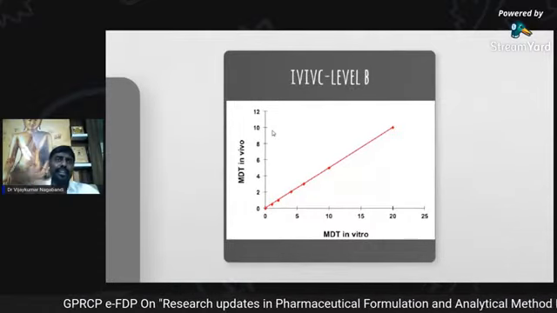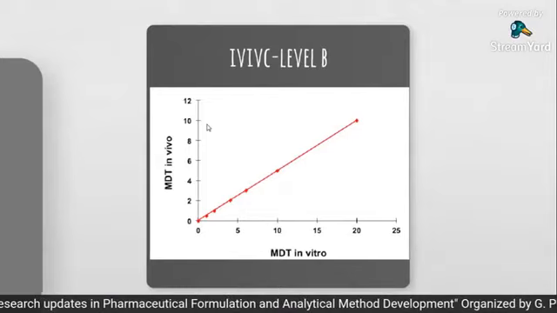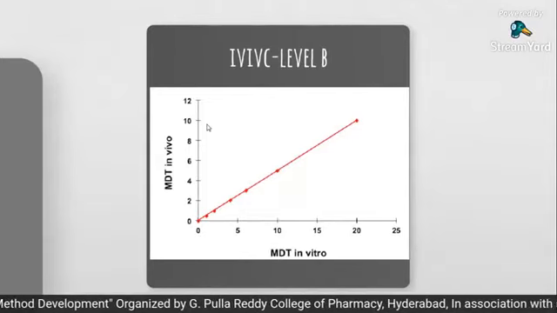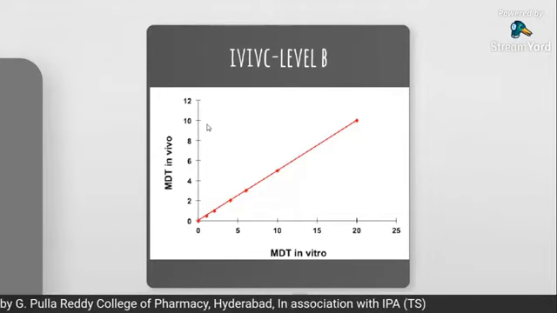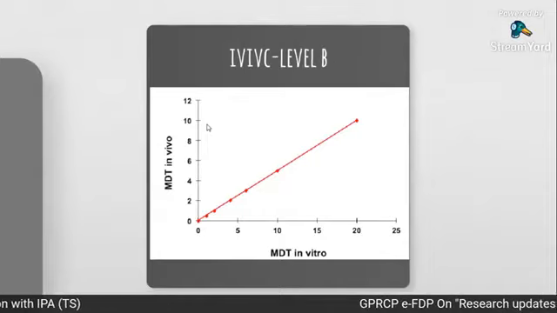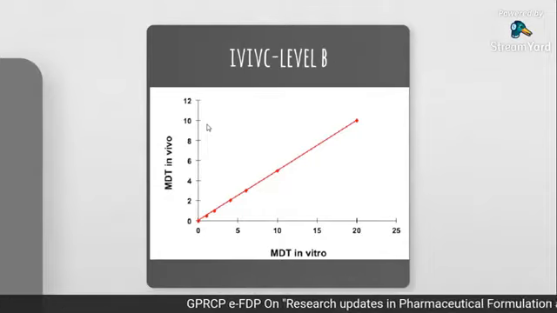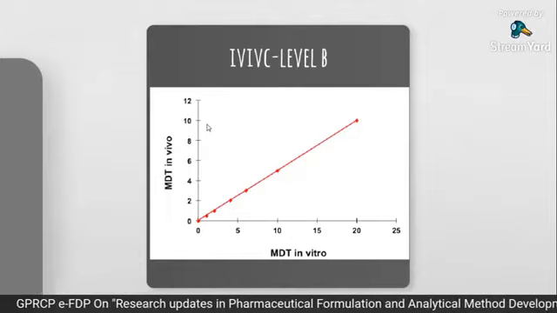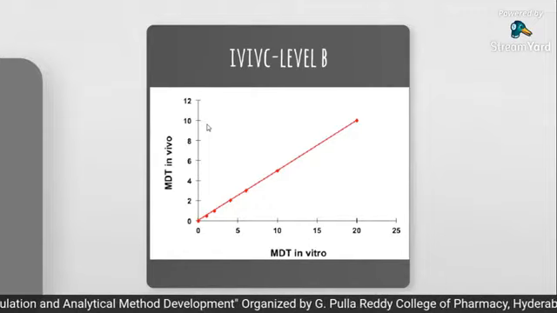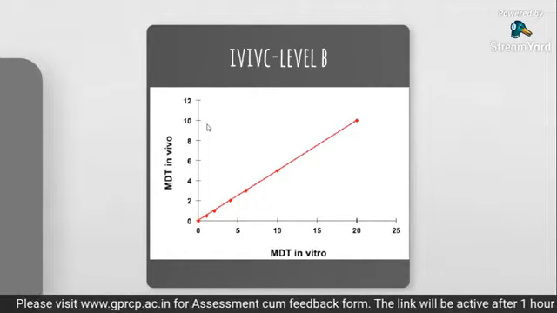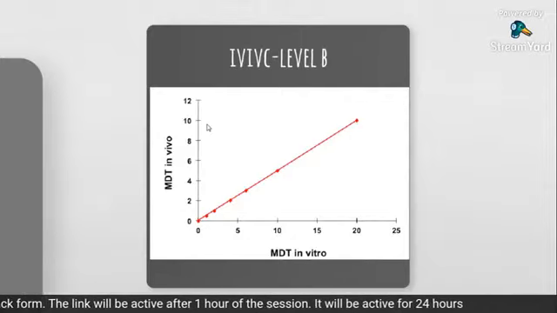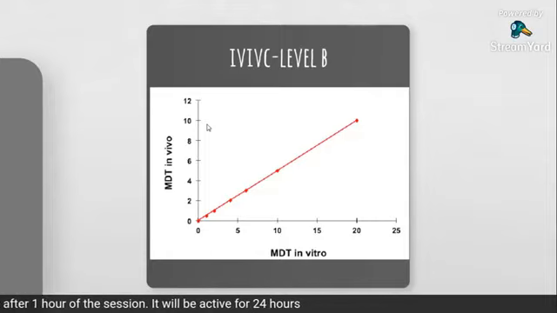Level B correlation: if the point-to-point matching is not coming, then we need to move on to level B correlation, where we take mean dissolution time versus mean dissolution time in vivo. This is nothing but mean absorption time. This is statistical moment theory, non-compartmental pharmacokinetics. By using non-compartmental pharmacokinetics, we can have mean dissolution time on x-axis, mean absorption time on y-axis, and then again with different medias and mean dissolution time. We can plot a graph, mean dissolution time versus mean absorption time of different dosage forms or different strengths or different time points. That is level B correlation.